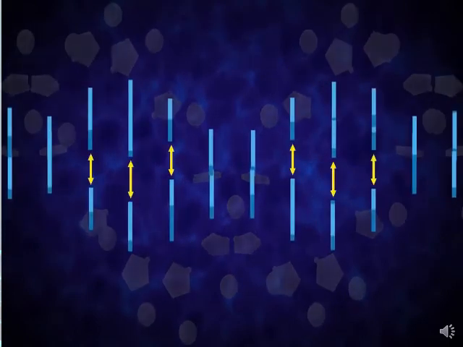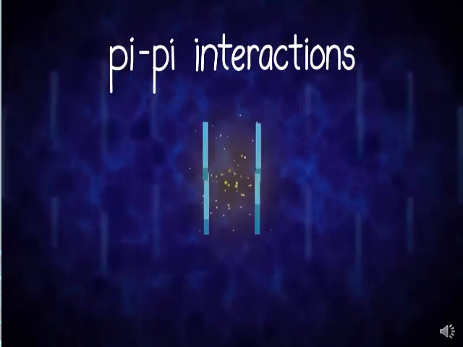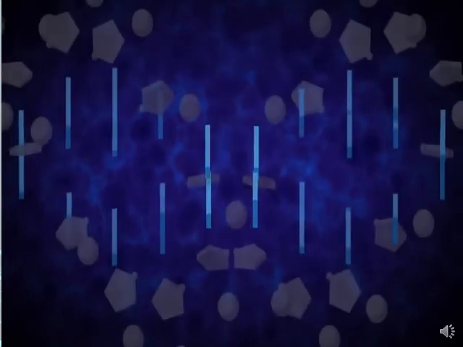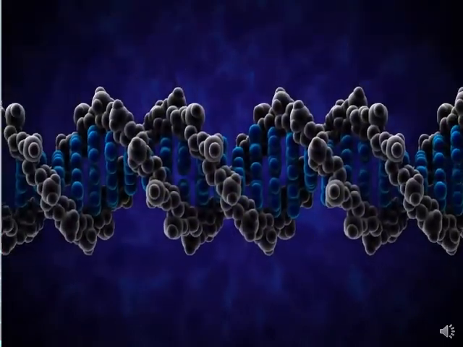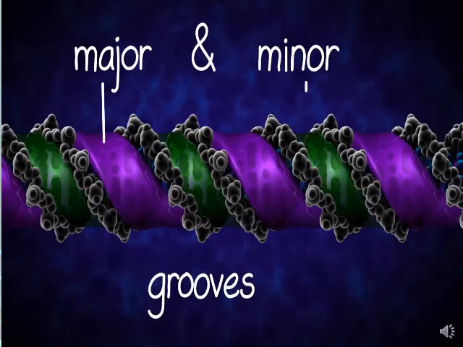In addition to the hydrogen bonding between the bases, the stacking of the bases also stabilizes the double helix structure. These pi-pi interactions form when the aromatic rings of the bases stack next to each other and share electron probabilities. The regularity of the helical structure forms two repeating and alternating spaces called the major and minor grooves.